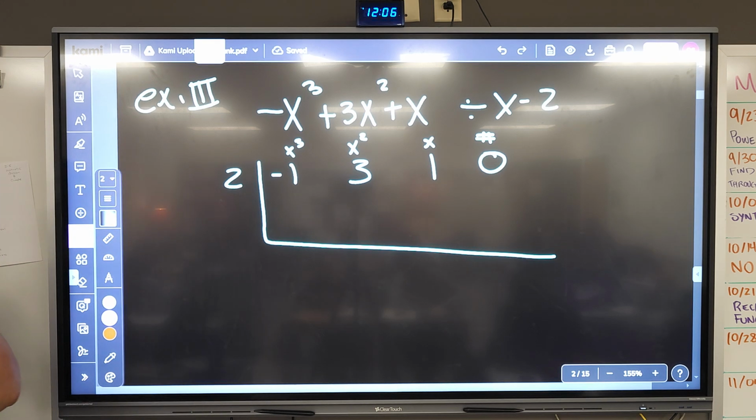So I'll start the timer. See how much you could do in 2 minutes. You start with whatever the biggest power is. So 3 is the biggest power, but what's the number in front? If there's no number, what is the number there? In front of a letter, in front of a variable. 1.